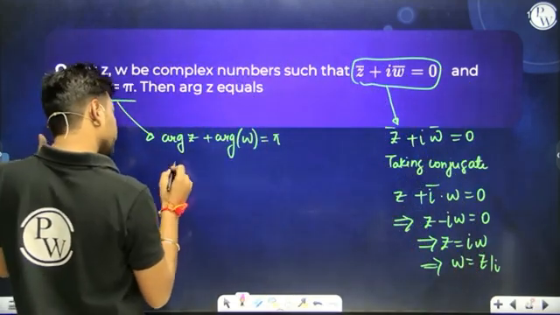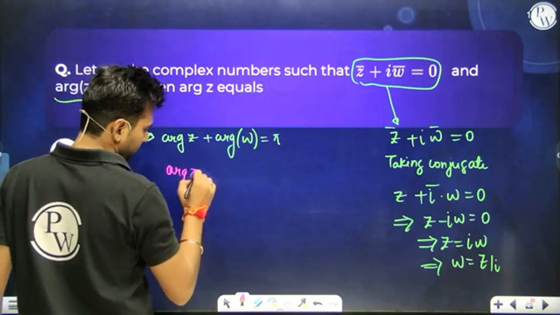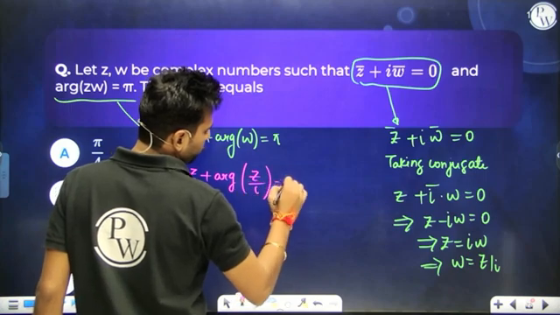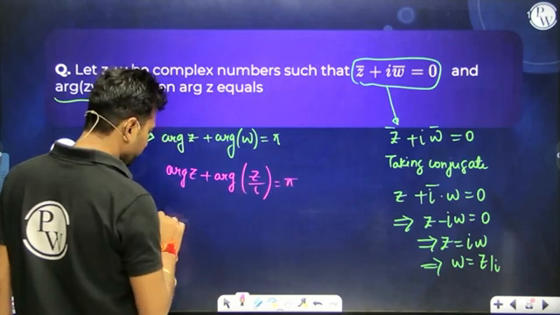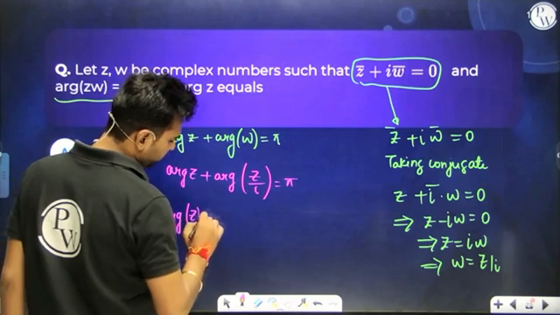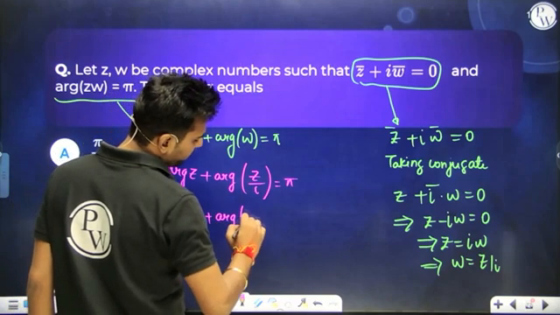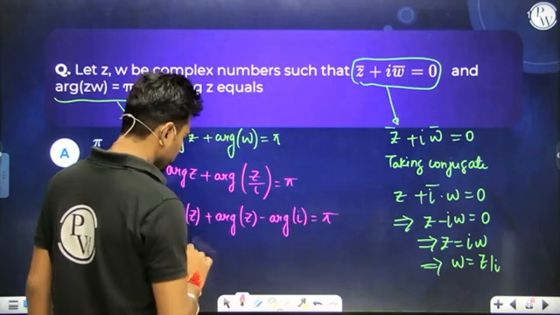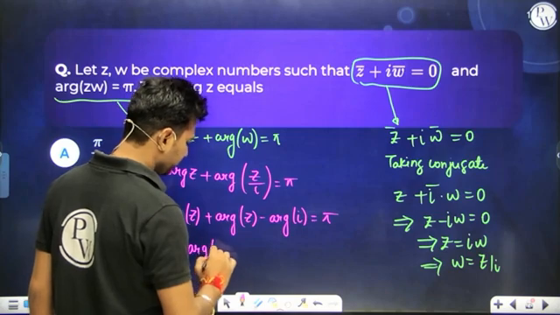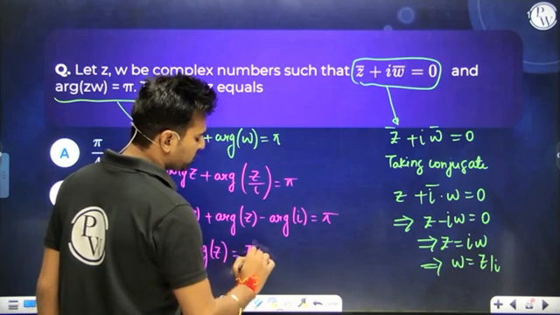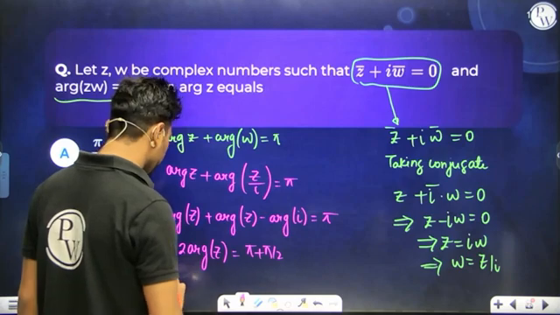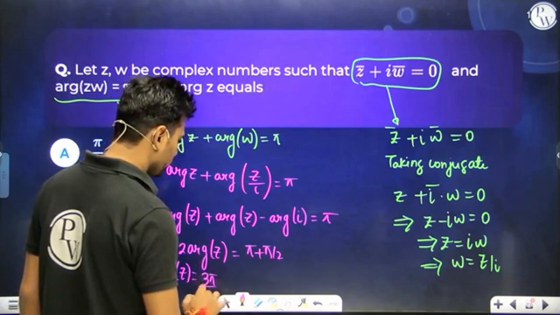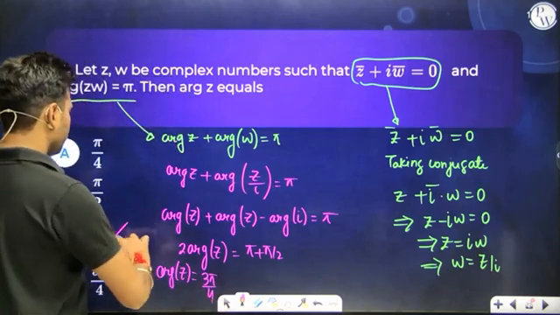So putting it over here, argument of z plus argument of z by iota is equal to pi. Then if you apply the property of argument, that is of logarithms, this can further be written as argument of z minus argument of iota is equal to pi. So 2 argument of z is equal to pi plus pi by 2, because argument of iota is pi by 2. I hope you know this. So argument of z can be rewritten as 3 pi by 4. Yes or no? So the answer is going to be C for Calcutta.